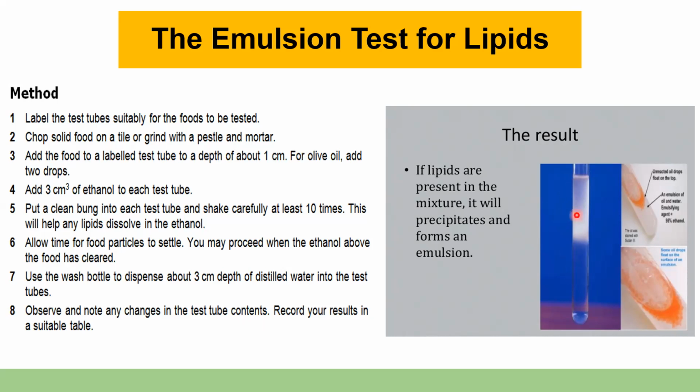So the result would actually be seen something like this. If lipids are present, it will form a precipitate. This precipitate we call an emulsion. It will look like this.